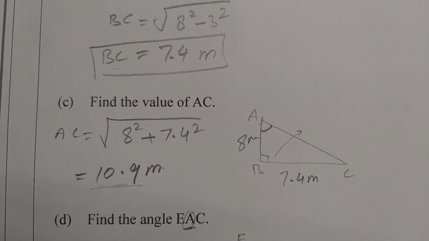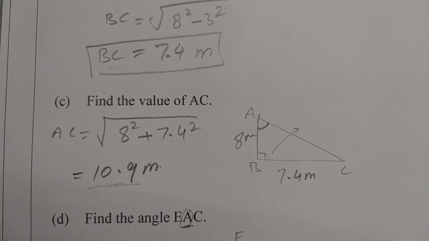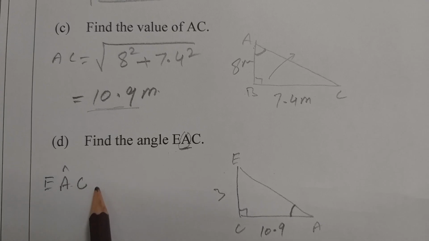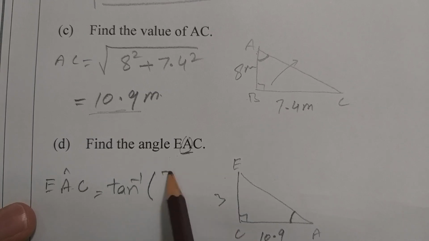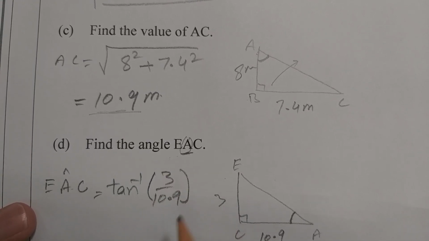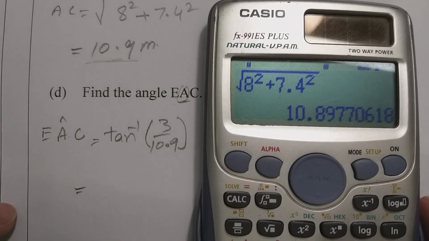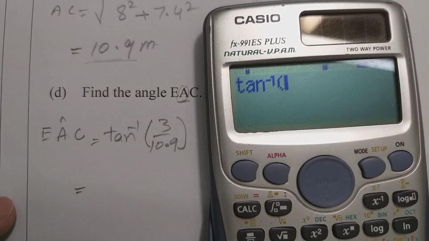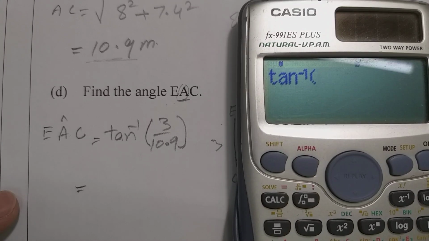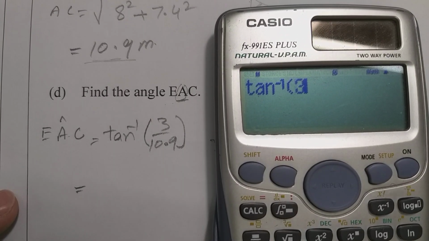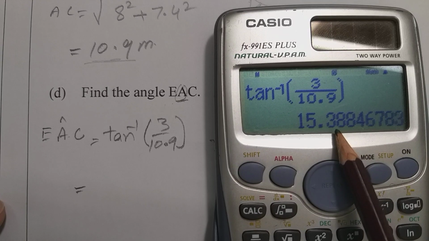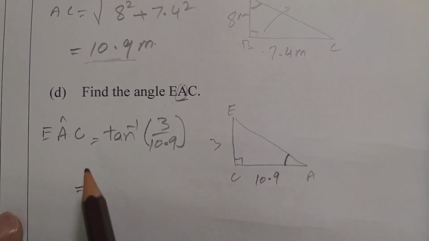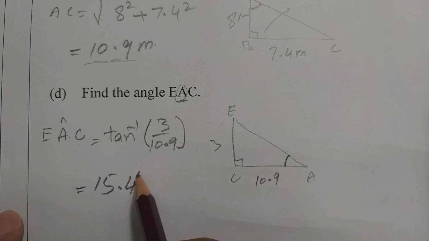The angle always stands on the middle letter, EAC, which equals sine inverse of opposite, 3 divided by 10.9. So the answer is shift sine, because whenever we need to find the angle, it should be shift and the required function. So shift sine, 3 divided by 10.9, which equals 15.388. We can round it, it becomes 15.4 degree.